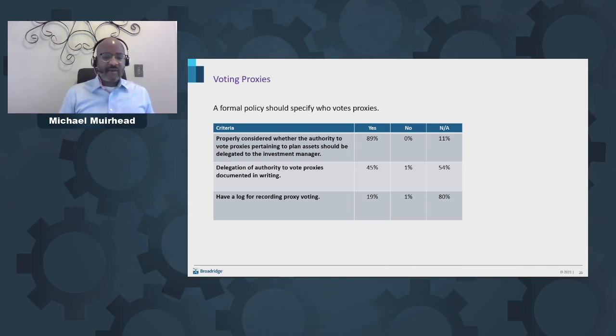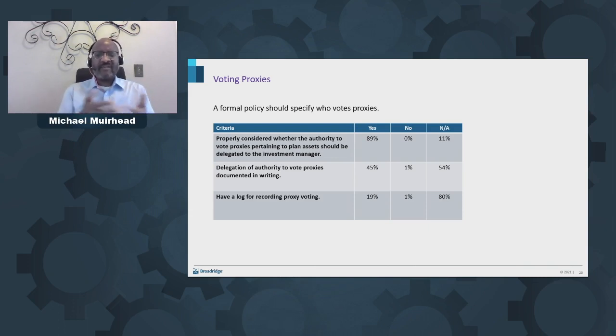And here we wanted to provide you some information around formal proxy voting as part of the overall process. As you can see, about 90%, or 89% actually, have some type of conversation with their clients around proxy authorization and delegation of voting to investment managers.